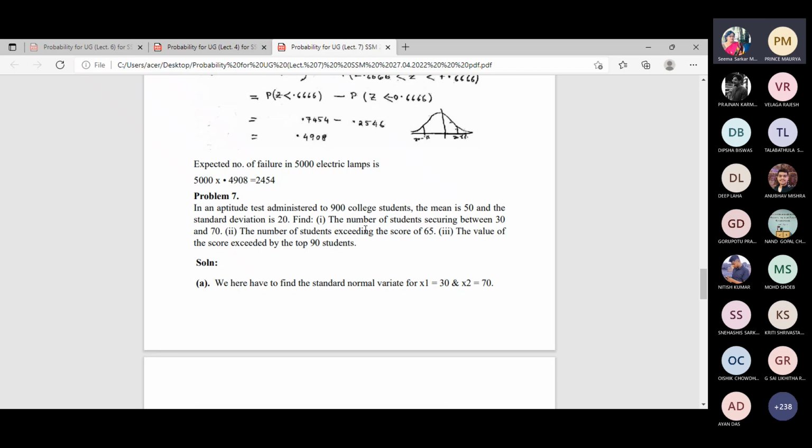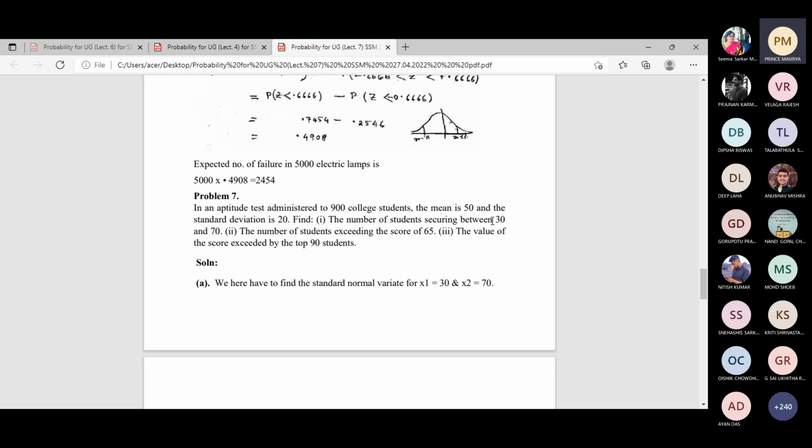So let us first consider the first part. 900 college students are giving their exams, and in their test, the average is 50 and standard deviation is 20. Then, first of all, you have to find the number of students scoring between 30 and 70. So in this first part, how will you proceed? What is the given information? Let me know what the given information is.